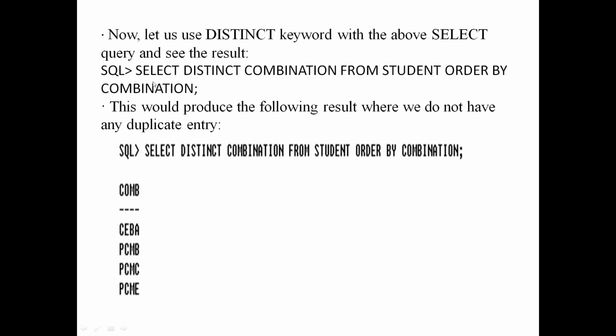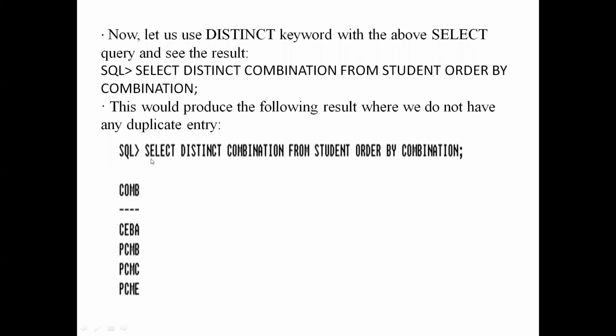Example here. Select distinct combination from student order by combination semicolon. It means for the previous statement or query, we have added one more keyword called distinct. Then what happens? This would produce the following result. It means when you use the distinct keyword with a select, it eliminates the duplicates. Right? That is shown here. See here.